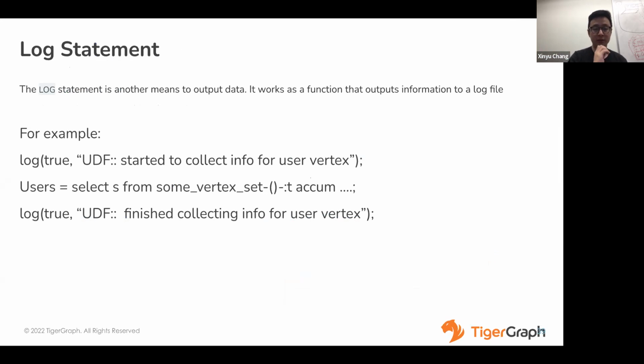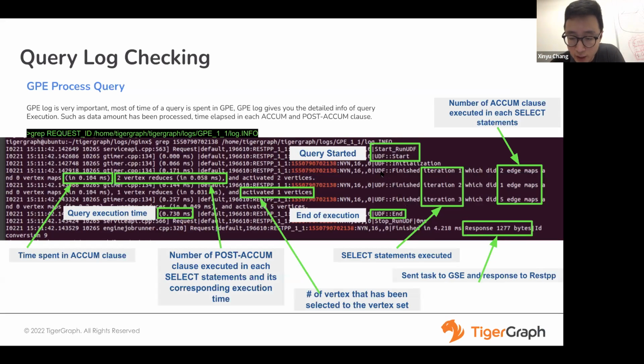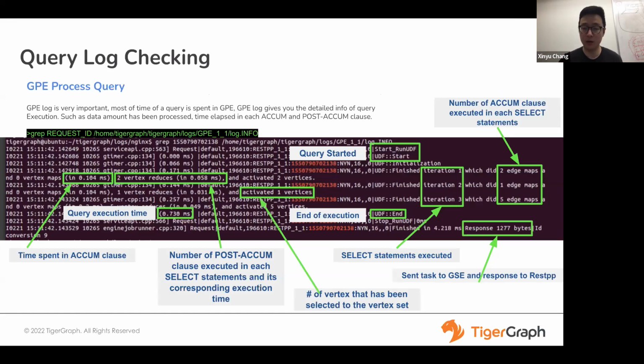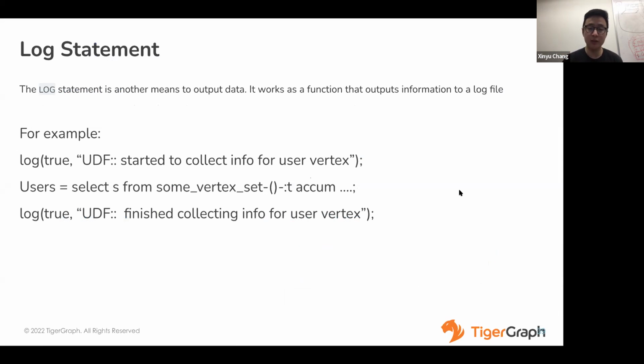Okay, and another useful thing I want to mention is the log statement. In this query log, every line has some keyword called UDF, colon, colon, right? And you can also use the log statement to print logs for you. Sometimes you write a query with, say, a while loop, right? Then we kind of lose track in the log of which iteration is which select statement. It becomes hard to tell, right? But with this log statement, it allows you to print logs almost everywhere in the query, right? For example, I have a select statement here. Then I can say, hey, print start to collect info for user vertex, then you run the select statement, and then print finish collecting info for the user vertex. Then that will definitely enrich your log printing and it makes your troubleshooting job a lot easier.